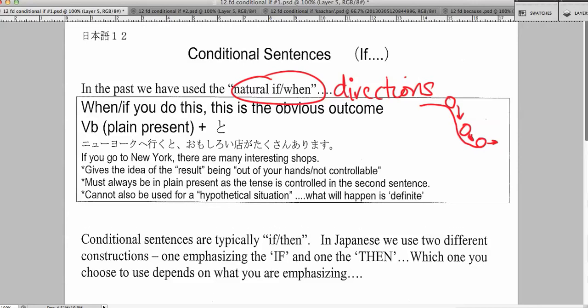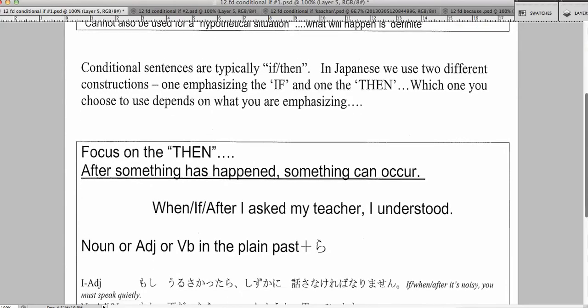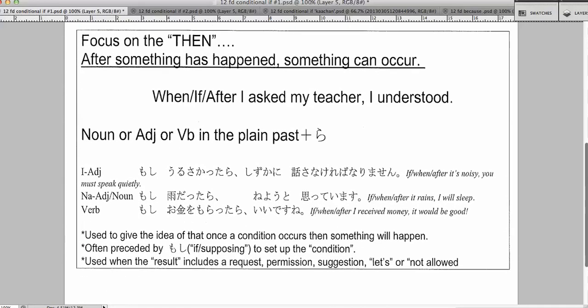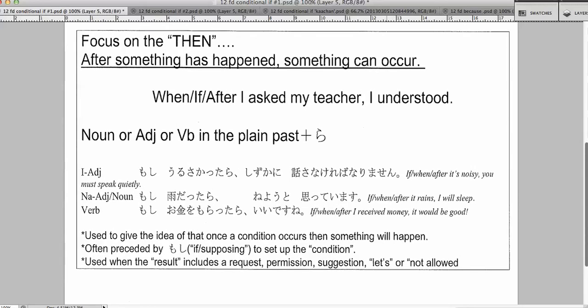But there's two other kinds of ifs, a little bit more what we call hypothetically based. And the first one, the difference in Japanese is that we use two different constructions or two different ways of making the if. One that emphasizes the if and one that emphasizes the then, because conditional sentences are always if something happens, then something else is going to happen. The first one we're going to look at is the one that most people actually kind of like, which is not that if something occurs, it's what's going to happen once that thing occurs. So in other words, it's what we call focus on the then. It's also called the tara if in Japanese.